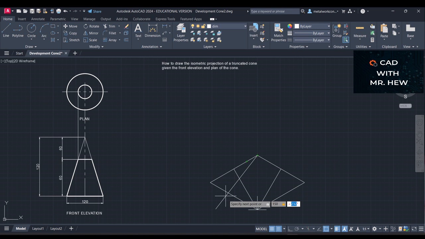Let us see if it's 210. We want a line from this point which is 60 degrees to the horizontal line that we started with, which was this first small line here. What angle do you think that should be coming down?